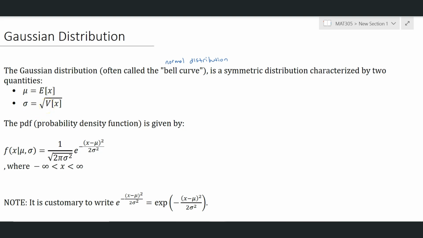variance. Now remember, the mean specifies a measure of central tendency. If all the values were the same, that would be what the mean represents. And the standard deviation is the square rooted variance, which describes kind of the average amount of spread. And the PDF, the probability density function, is given by this function here.